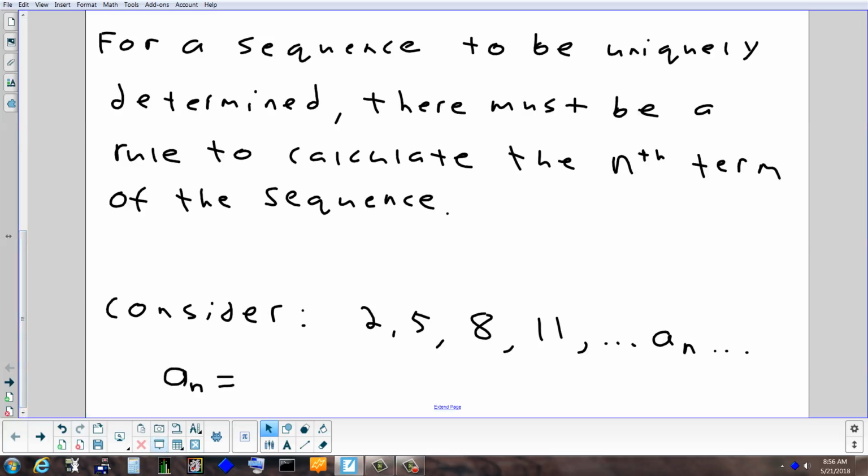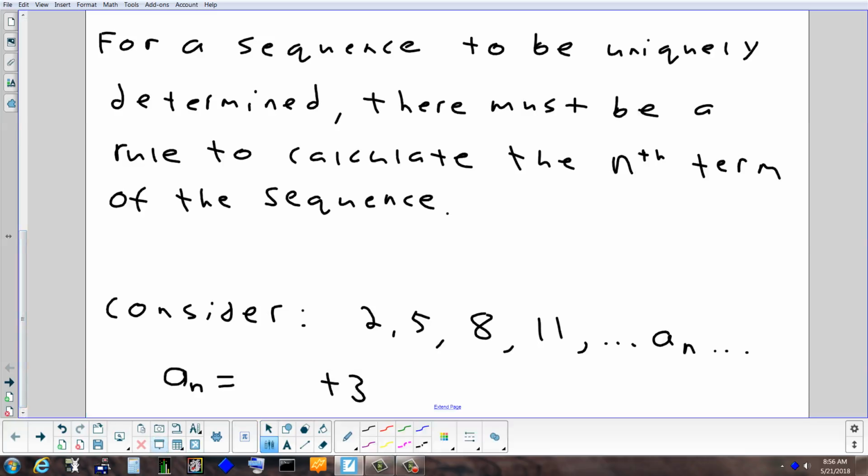So what's the pattern here to get from one term to the next? Yep. Add 3 to what? The term before it. So let's see how we would write the term before it. I know how to write add 3, plus 3.